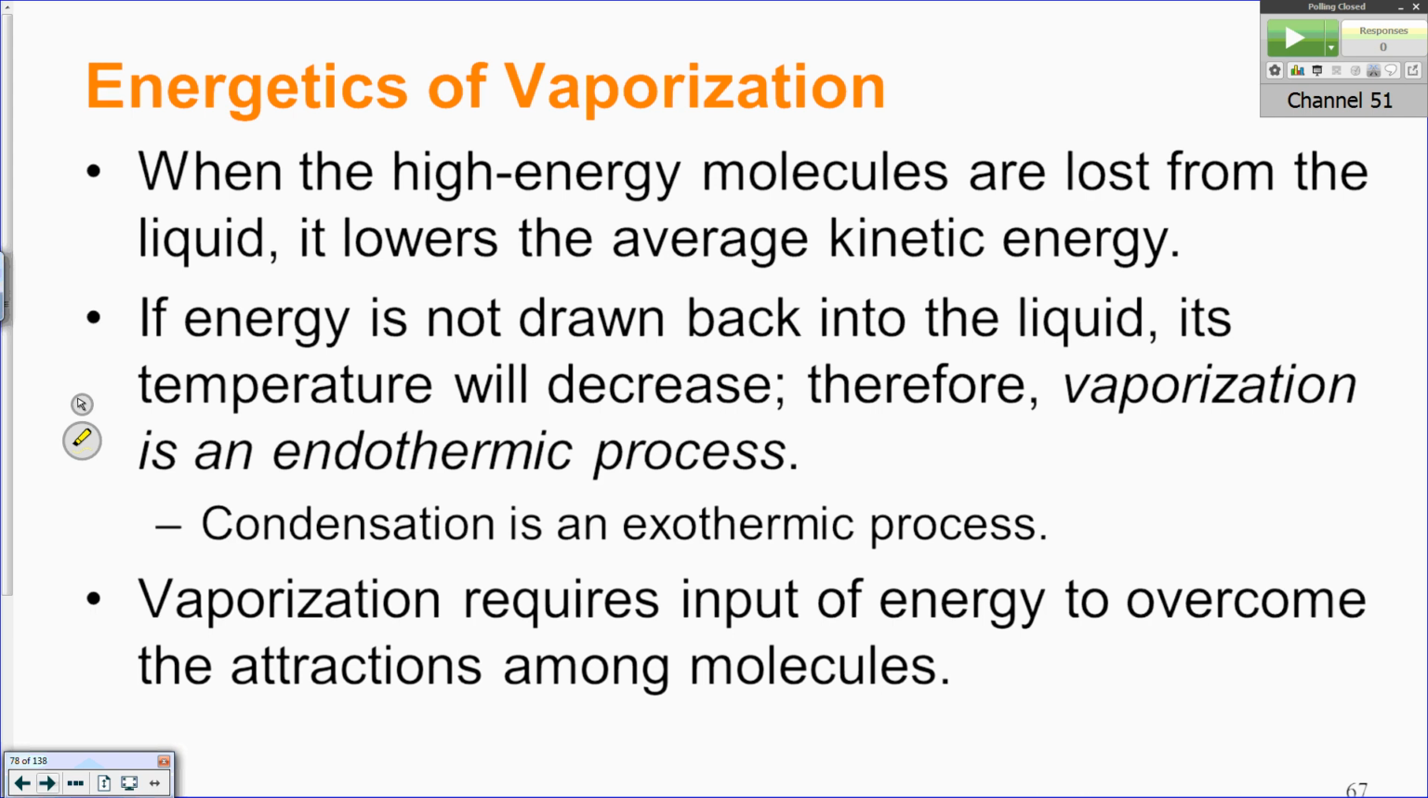So when we think about the energetics that are occurring, if we think about the high energy molecules, the ones that have enough energy to escape from the surface, when they're lost from the liquid, the average kinetic energy of the liquid decreases. And if that energy is not drawn back into the liquid from some external source, the temperature of the liquid is going to decrease. So what that tells us is the vaporization process is an endothermic process.